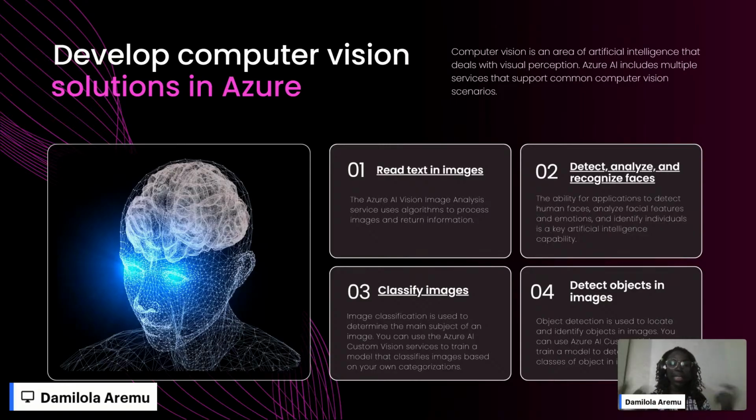One is reading text and images. That is, you can create apps using the Azure AI services that can read text in images. You can use them for facial recognition. So this gives you ideas of things that you can build on your Azure portal or using Azure services.